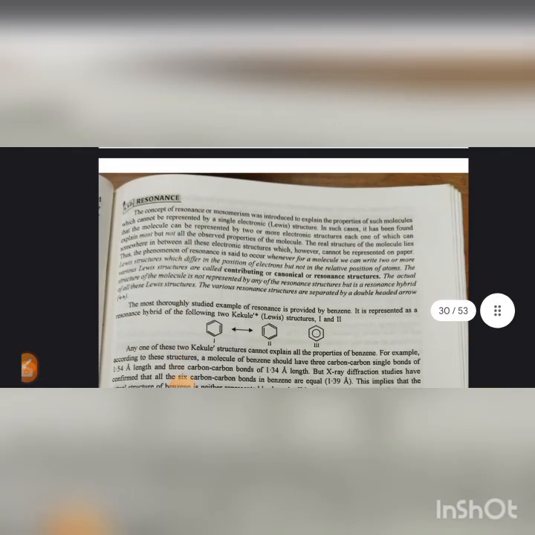Now our next effect is resonance. The concept of resonance or mesomerism was introduced to explain the properties of such molecules which cannot be represented by a single electronic or Lewis structure. In such cases, it has been found that the molecule can be represented by two or more electronic structures, each of which can explain most but not all the observed properties of the molecule.